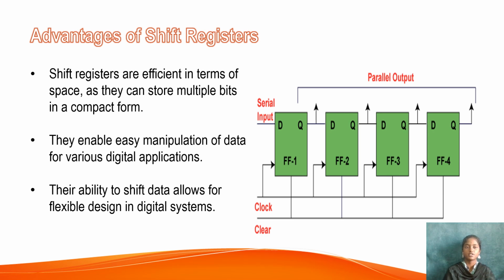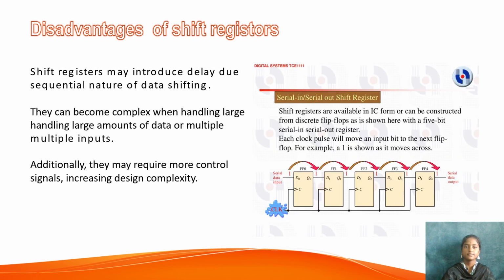Advantages of shift registers. Shift registers are efficient in terms of space as they can store multiple bits in a compact form. They enable easy manipulation of data for various digital applications. Their ability to shift data allows for flexible design in digital systems. And here is the circuit diagram which shows serial input and parallel output and clock pulse and clear everything.